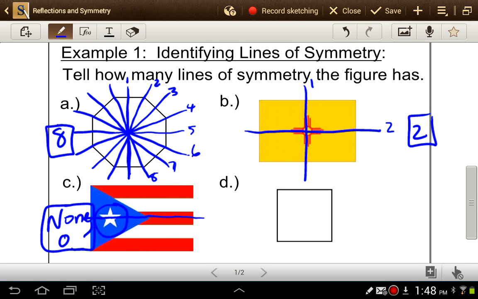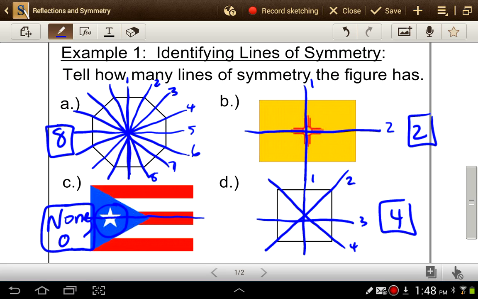Here we have a square. It might be hard to tell, but here we have a square. So I'm going to draw my lines of symmetry. There. The diagonals do work in a square. So I have 1, 2, 3, 4. 4 lines of symmetry in a square. Okay, so those are my lines of symmetry. You need to be able to identify them by drawing and then tell me how many there are. If you need to pause, go ahead and pause. Otherwise, I'm going to move on to my next page.